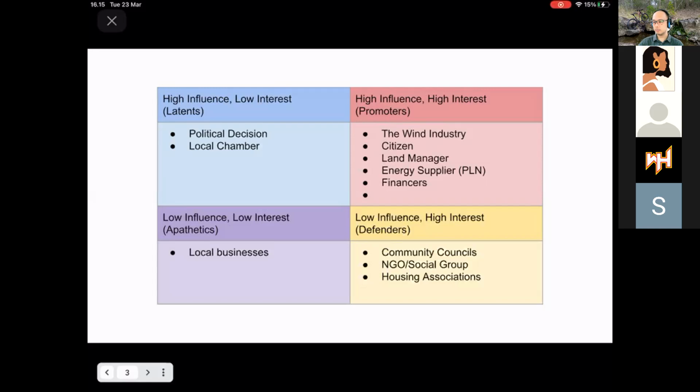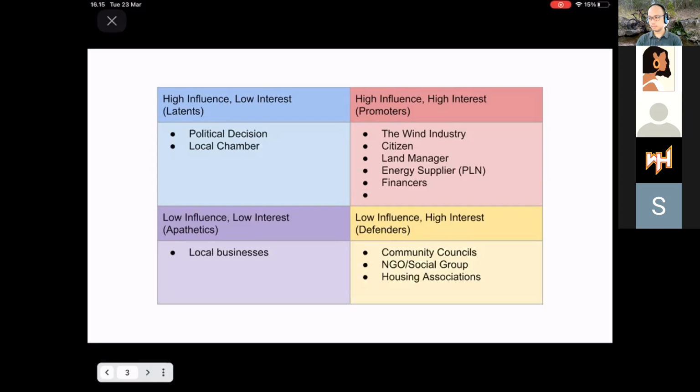And then next we have citizens. We put citizens in the promoters group solely because we agreed on doing community participation in this project. So which is why we put them in the high interest and also high influence, because we want to involve the citizens in the process of the project. And the rest is basically kind of the same with the previous group.